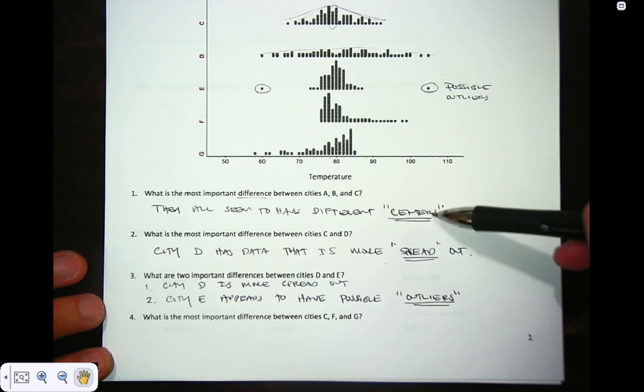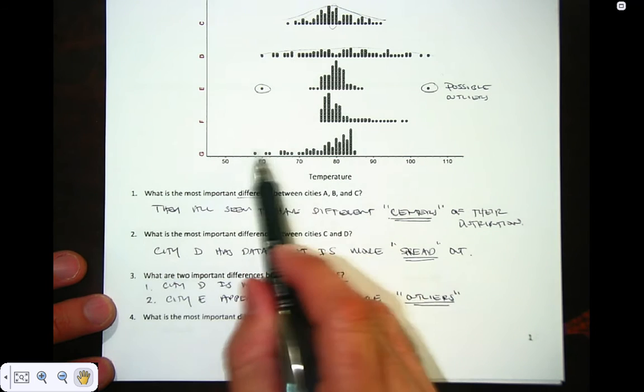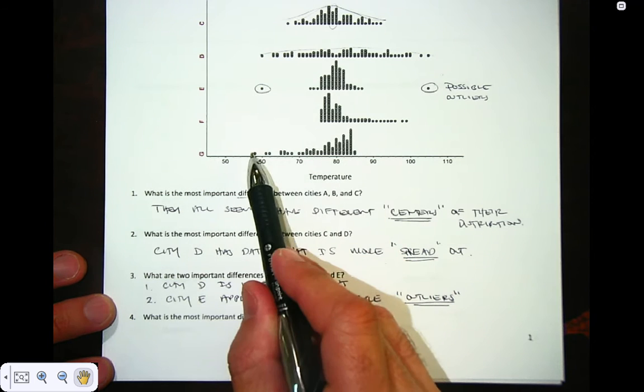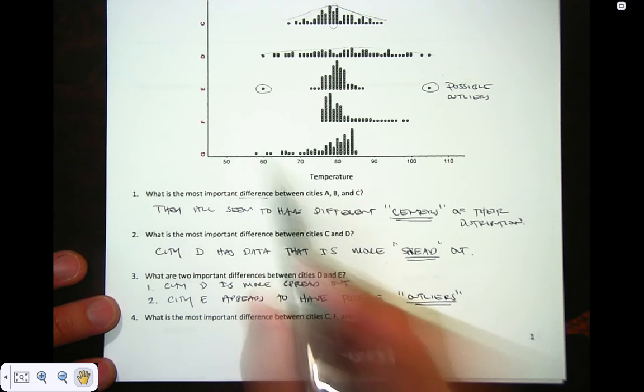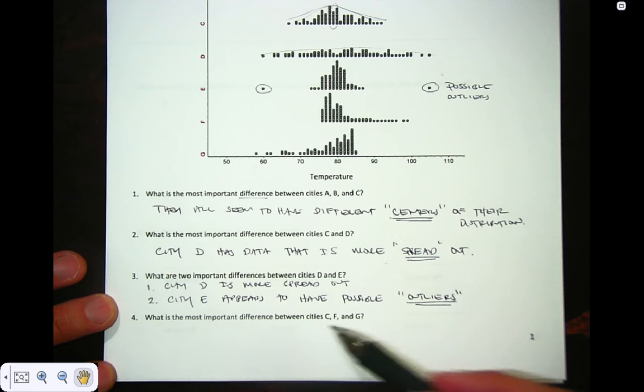So we've talked about the center of distributions. Again, what's a distribution? A distribution is a collection of data points that have been graphed. And what we're doing is we're describing it. So we've talked about the center. We've talked about how spread out they can be. We've talked about outliers. And now this last one here, what is the most important difference between C, F, and G?